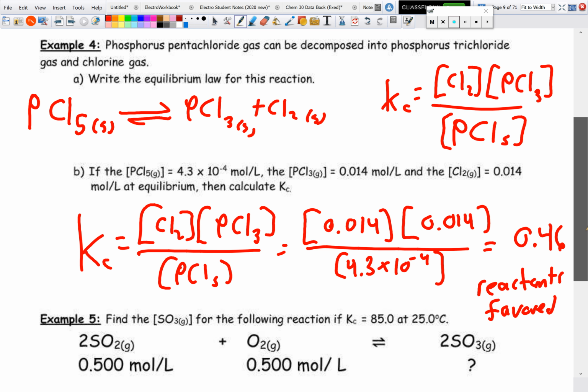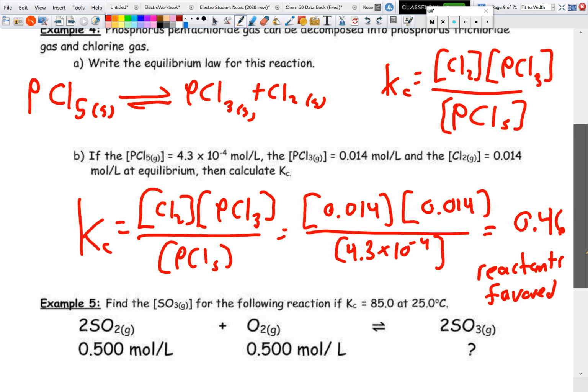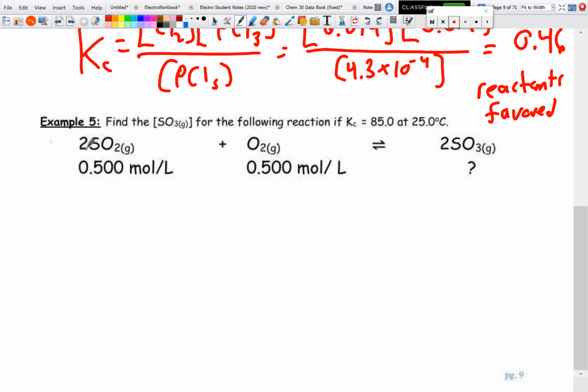And finally, example 5, one of the last ones. Same thing with this one right here. We have our balanced chemical equation already set up. Now we have concentrations at equilibrium right here, and this question is asking to find the concentration of SO3 for the following reaction if the equilibrium constant is equal to 85. So of course you will need to rearrange and solve. Same thing, I just want you guys to try this one on your own. So pause it and see if you can set up the equation and solve it. And if not, I'll go over it right now.